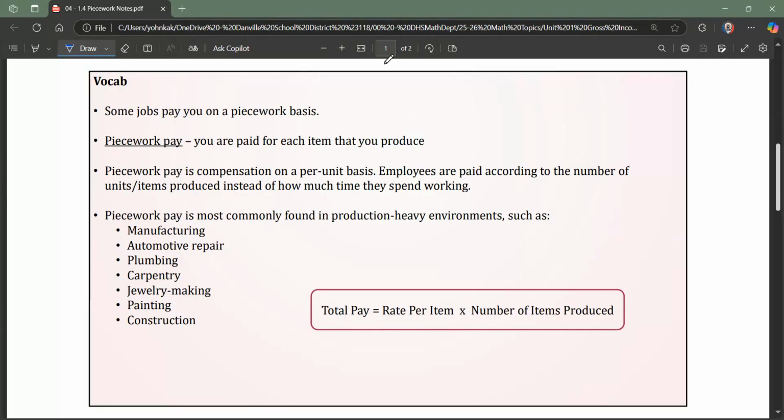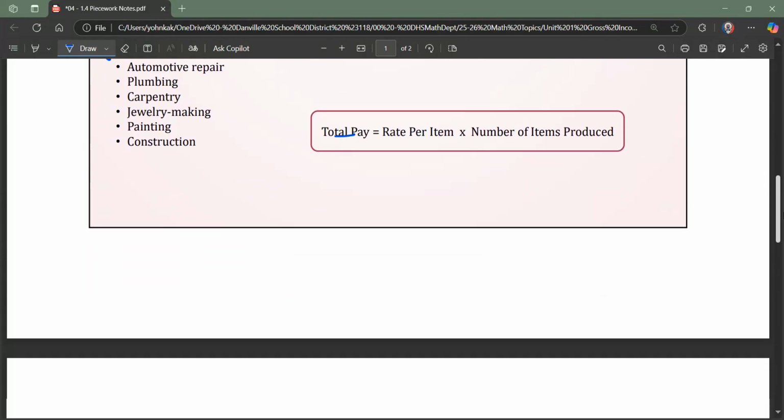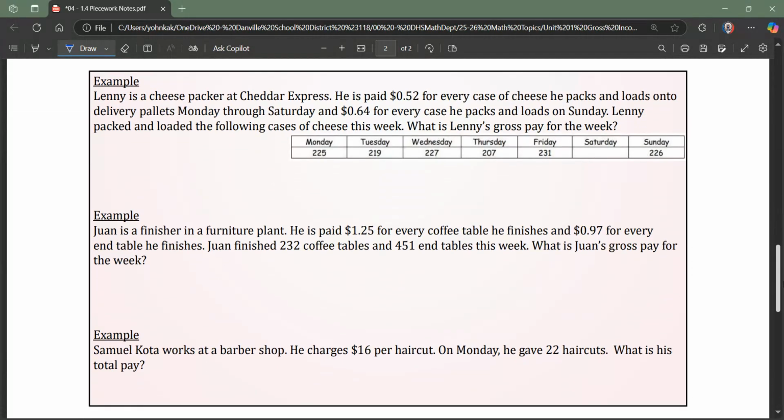Piecework pay most commonly can be found in production-heavy environments such as manufacturing, automotive repair, plumbing, carpentry, jewelry making, painting, construction, anything where you're making stuff with your hands, probably. If you want to calculate your total pay for piecework, all you're going to do is take the rate that you're earning per item or per service and multiply it by how many items were produced or performed, depending on what you're doing. So I've got lots of examples if you're still kind of confused on what piecework pay is.